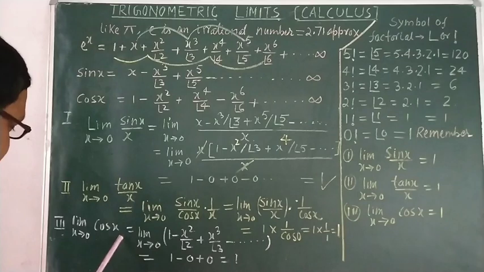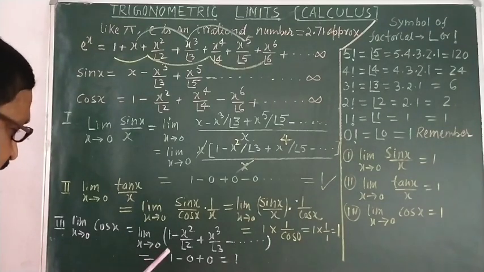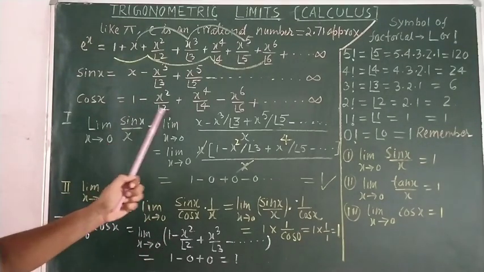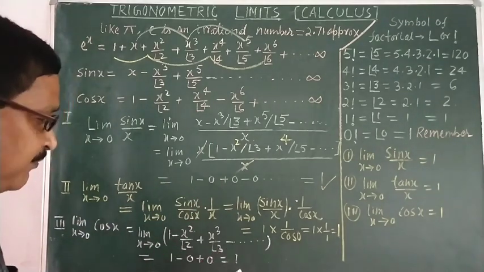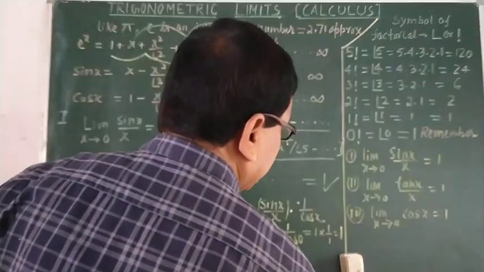Now the proof for cos x, limit x tends to 0: this is 1 minus the remaining terms, write the value of cos x and put x equal to 0 directly. So we get 1. So all the proofs are conducted successfully.